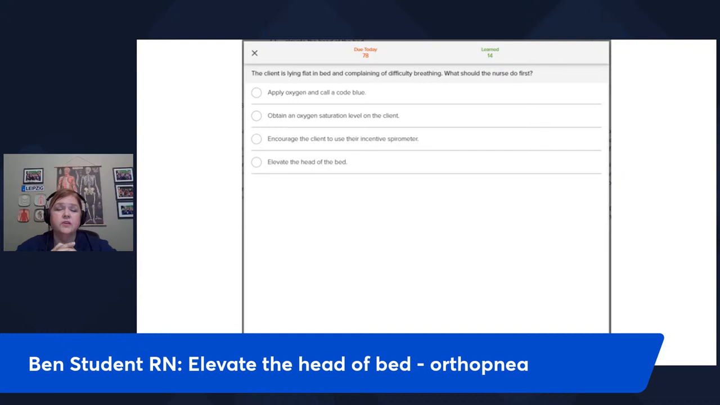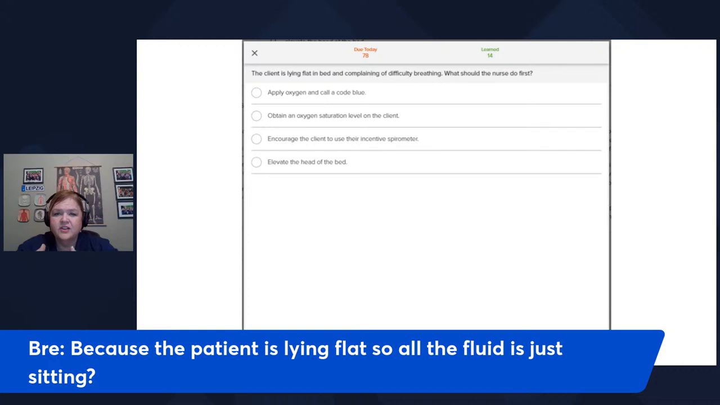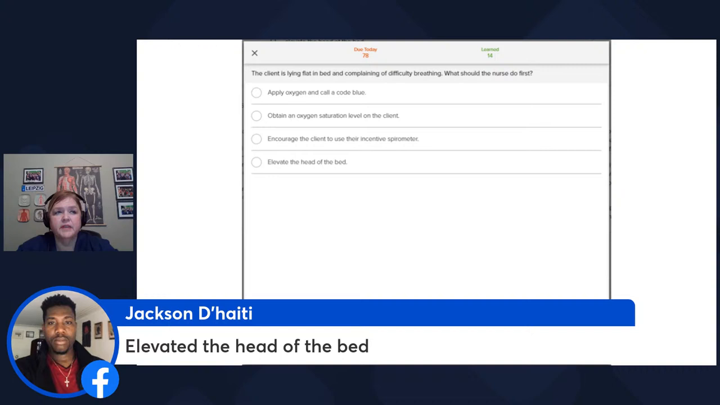Yep, there is. So let us help you learn the strategy so that you can pick the best one. Now, apply oxygen. Let's see, the client's lying in bed complaining of difficulty breathing. Applying oxygen doesn't sound like such a bad idea, but call a code blue? No, they're not coding. And I'm not really comfortable with that answer, but I know for sure we're not going to call a code blue.